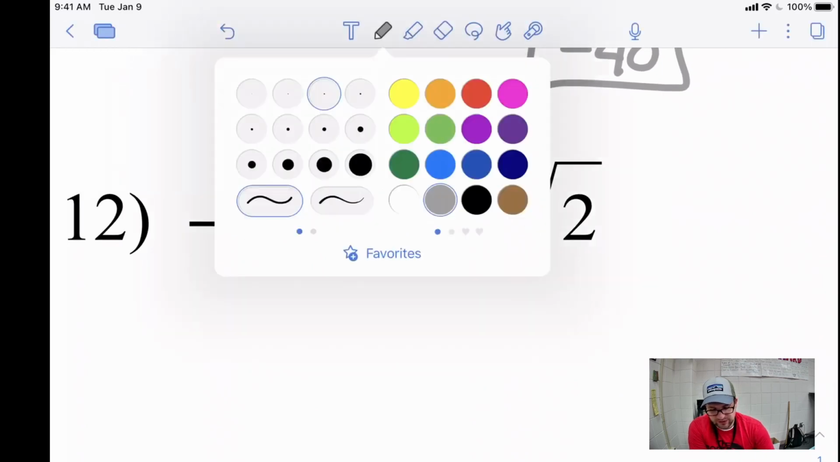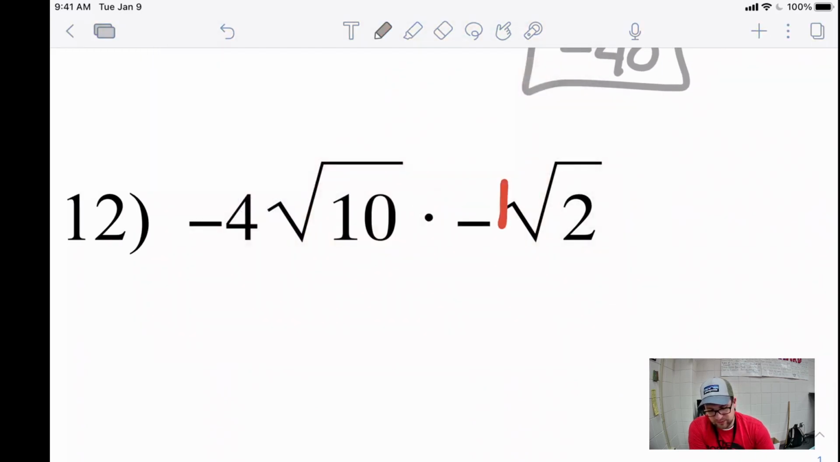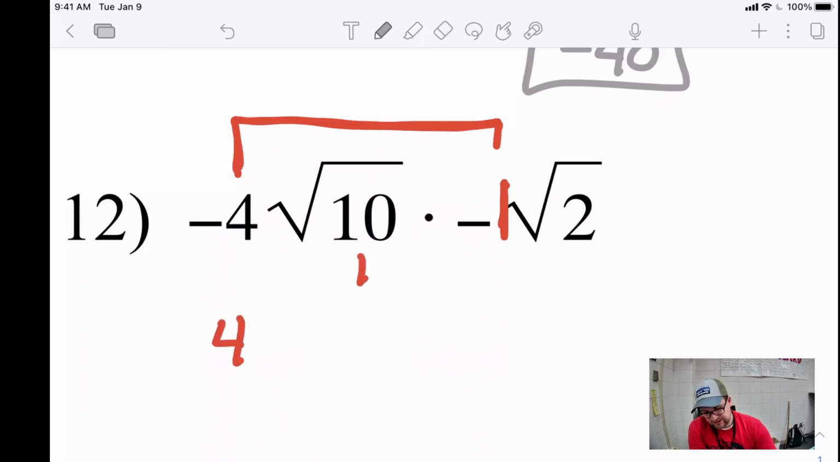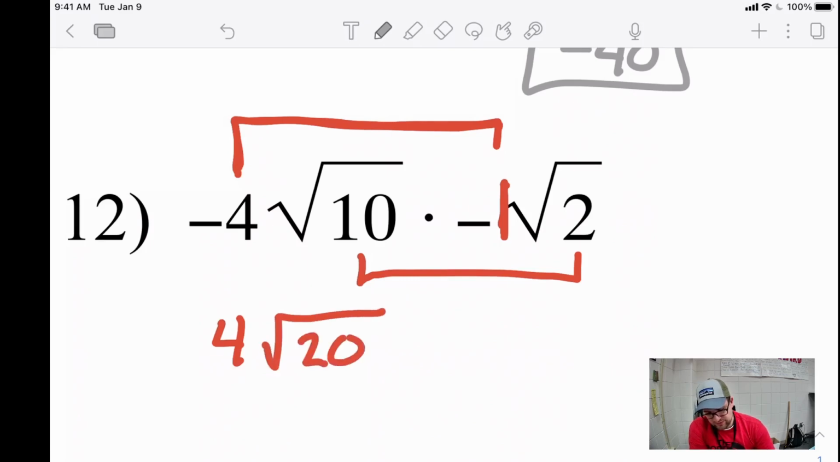Now here's what you need to know. Whenever you don't see a number in front, you can put a 1 out front if that helps you think about it like that. So if we multiply our outside numbers together, negative 4 times a negative 1 is going to make a positive 4. Then let's multiply our inside numbers together. 10 times 2 is 20.